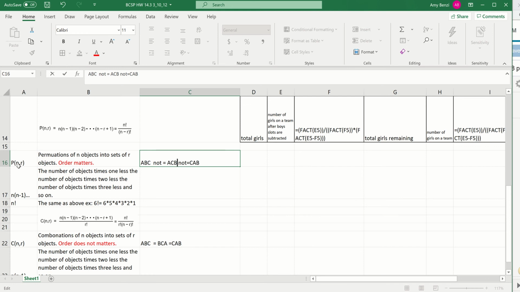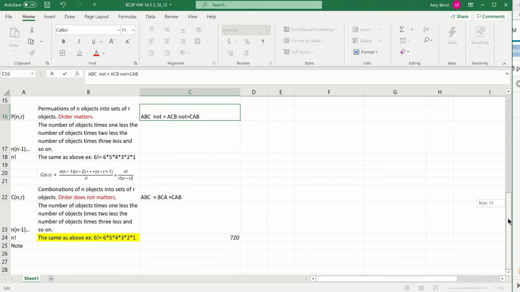And also recall what the formulas stand for. The N always stands for the total number of elements that we're dealing with, and R is representative of the number of elements we want to belong to our subsets.